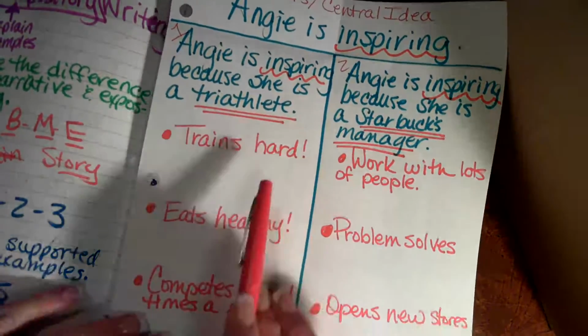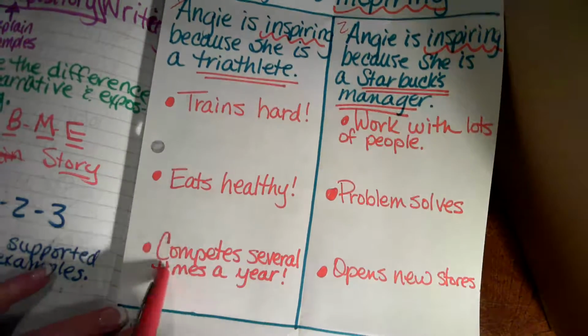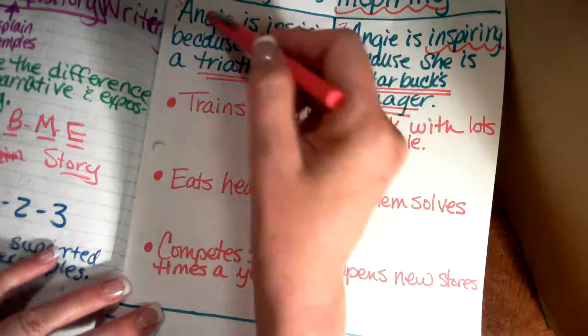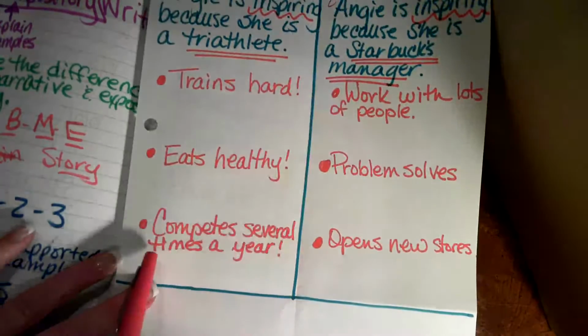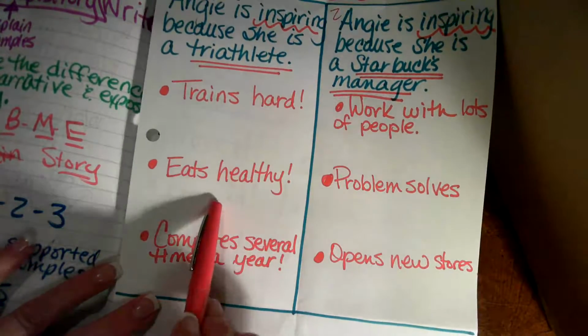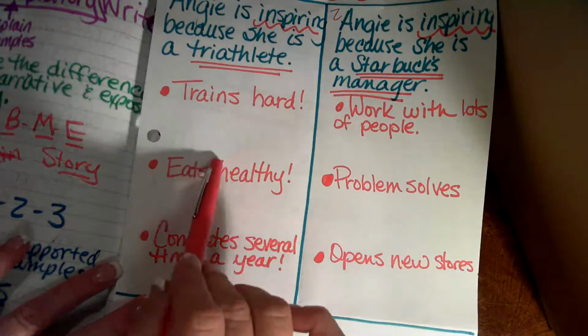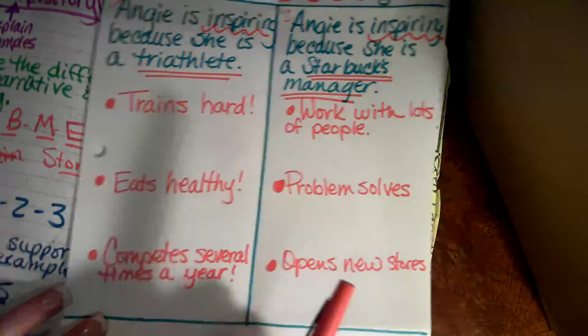Triathletes train hard, they eat healthy, and they compete several times a year. This is Angie. She trains hard, she eats healthy, and she competes several times a year. Now, less space in between these so I could get some more evidence to prove that.